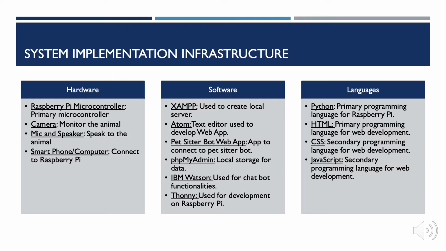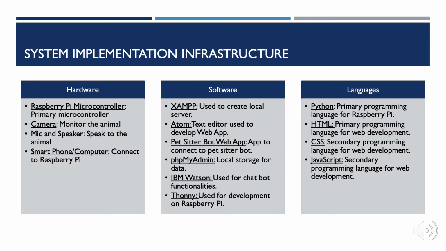For software, we use XAMPP to create a local server, Atom, a text editor used to create the web app, the Pet Sitter Bot web app, which was the app we created to connect to the Pet Sitter Bot, PHPMyAdmin, which was used for local storage of data, IBM Watson, used for chatbot functionalities, and Thonny was used for development on the Raspberry Pi.